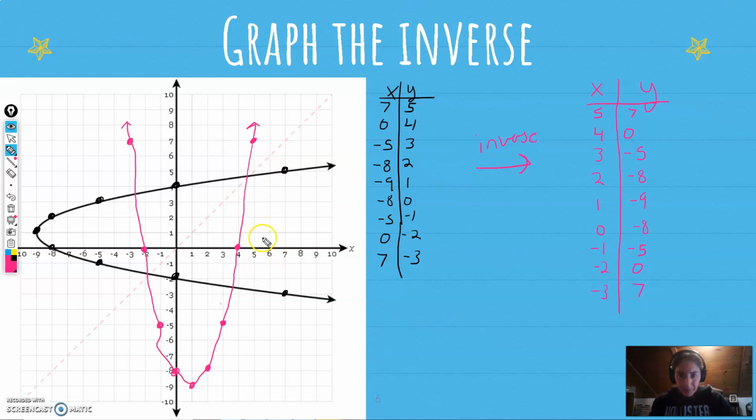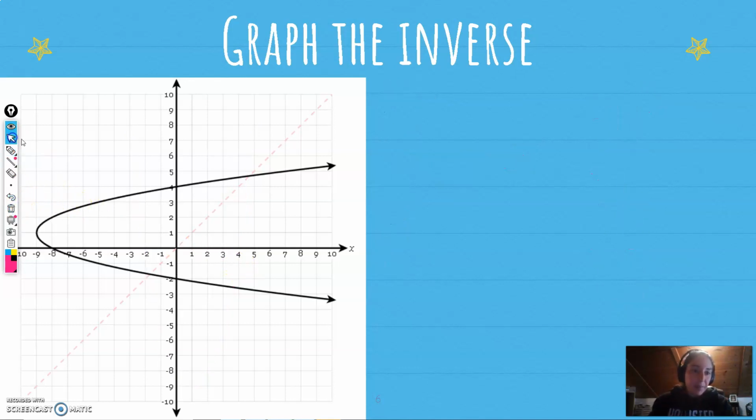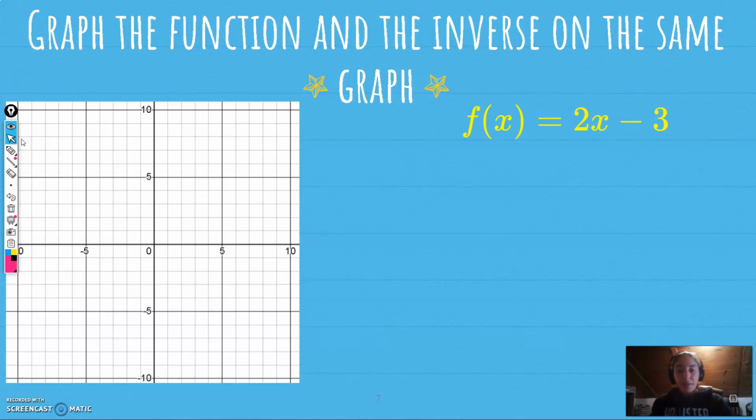So, this pinkish looking graph and the black graph are inverses of each other. Again, all we did is switch the inputs and the outputs. Get a list of x and y's, flip them, graph them. That's it. Okay, but what if we don't have our graph already available to us?